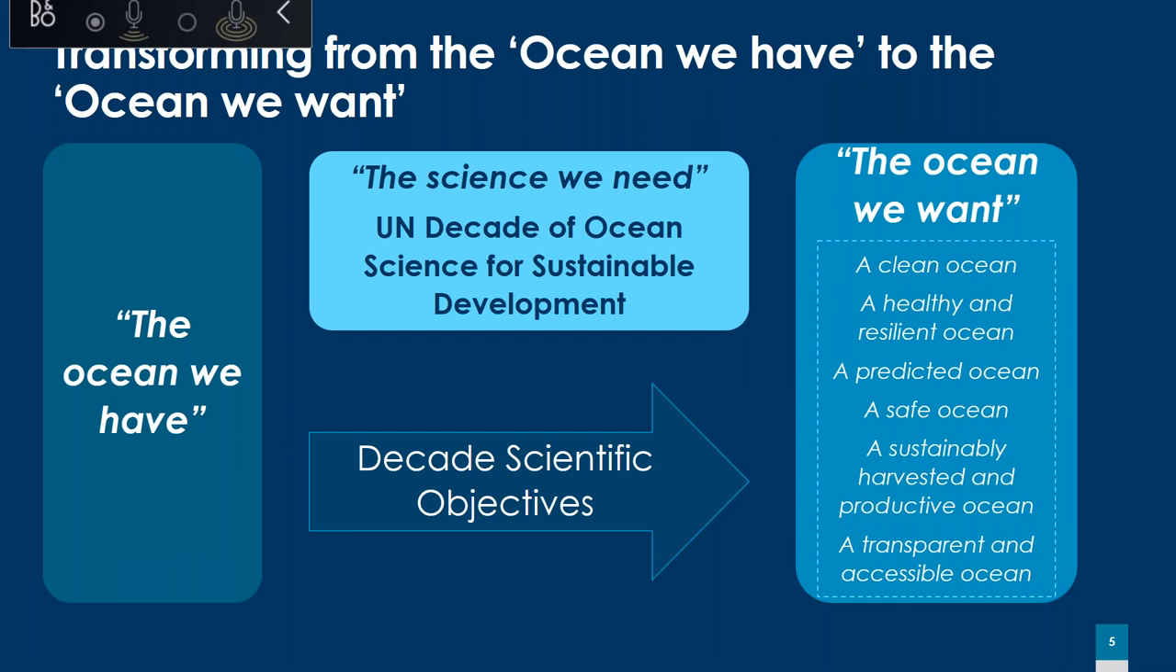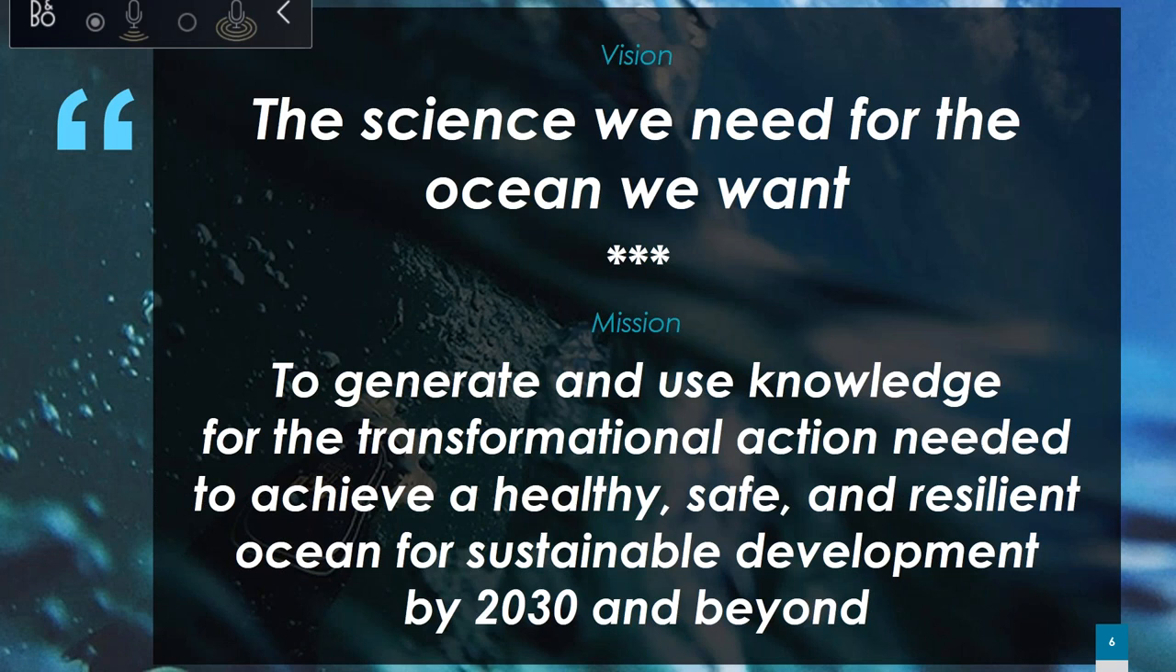So what we are trying to create, next slide please, is the science we need for the ocean we want. This is a very simple statement that actually was really helping us to convince the United Nations about the importance and success of the decade. But the mission describes the way how we can generate action. Through science, we need to develop and generate productive science to help generate the knowledge that will be changing the course of action in the ocean in order to achieve a healthy, safe, and resilient ocean, all the six parameters of the ocean that we would like to achieve by the year 2030 and beyond, and hopefully earlier than 2030.